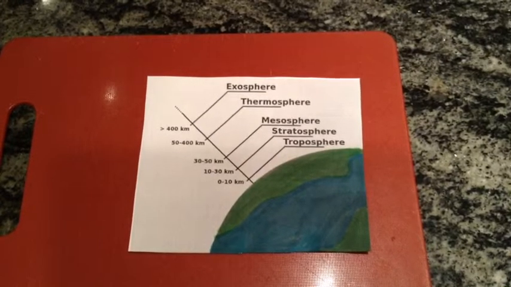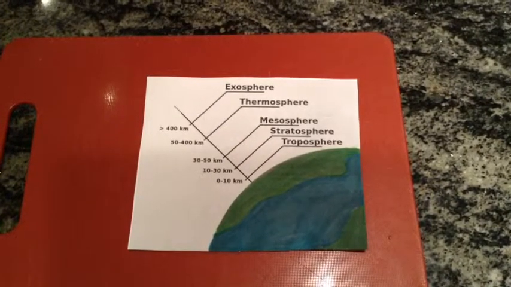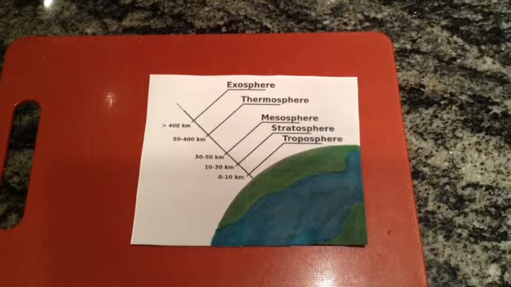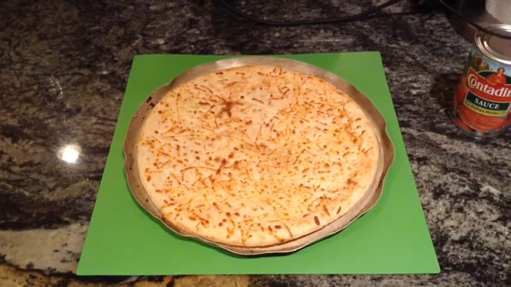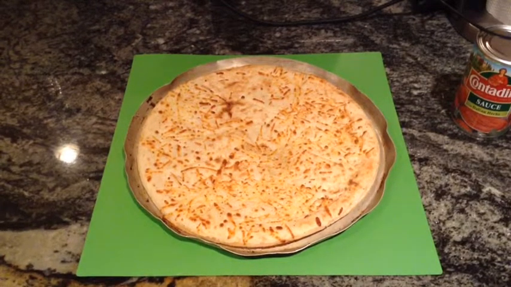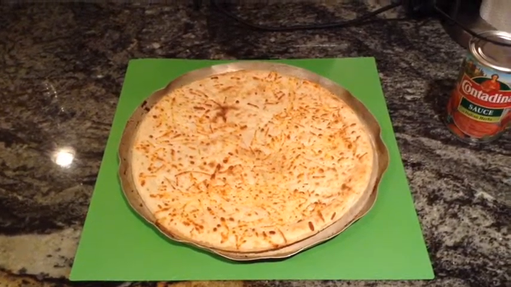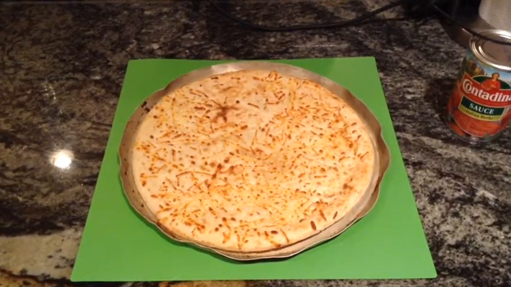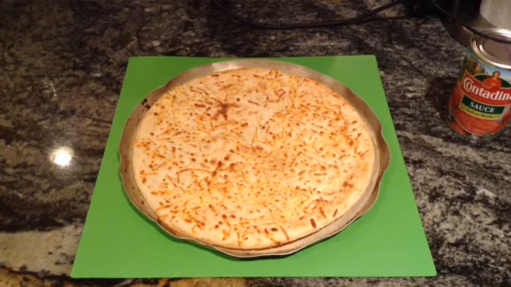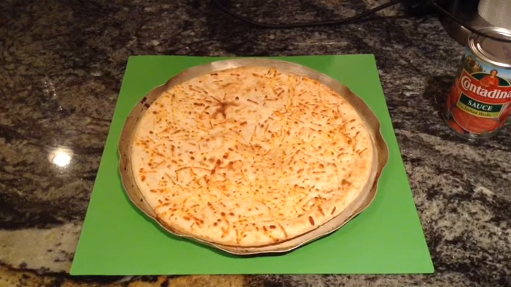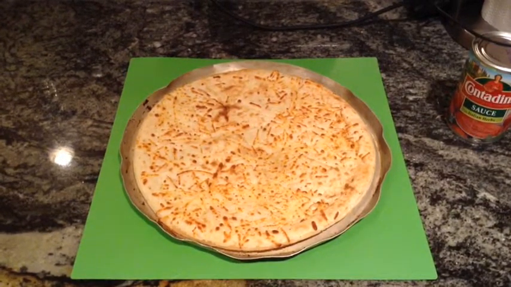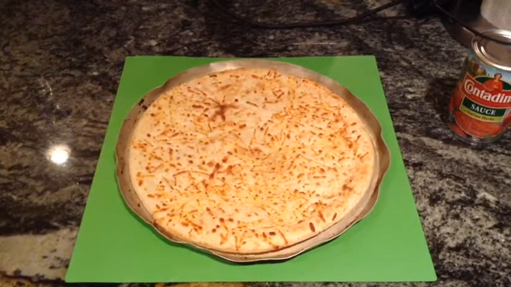Today I'm going to be talking about the different layers of the atmosphere and how they relate back to humans and our actions. To describe different layers of the atmosphere and how they work, I'm going to make a pizza. The crust will be used as the base and will represent the Earth's surface. The toppings will be used to represent the different layers of the atmosphere. As we talk more about the layers, we will add more toppings or layers to the pizza.